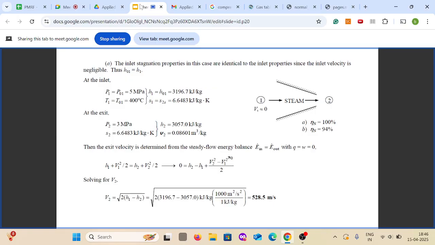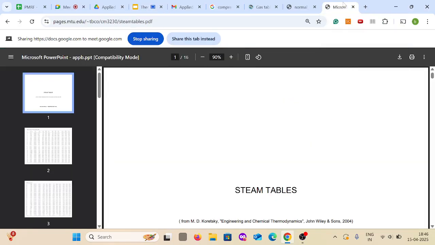Now at the exit we know the pressure is 3 megapascal. Since it's an isentropic nozzle, the entropy will remain the same, 6.6483 kilojoule per kg Kelvin. So using pressure and entropy, we get enthalpy as 3057 and the specific volume as 0.08601 meter cube per kg.